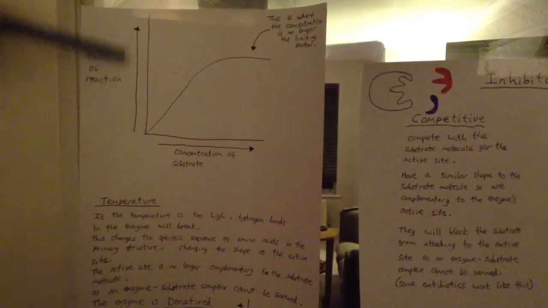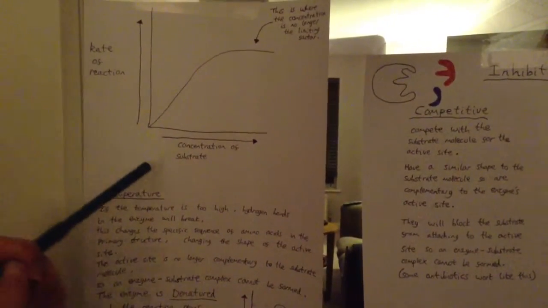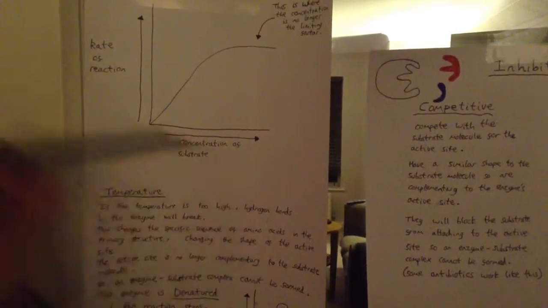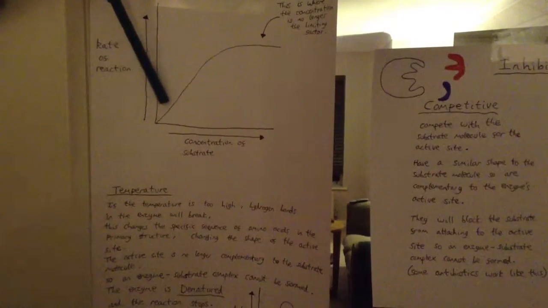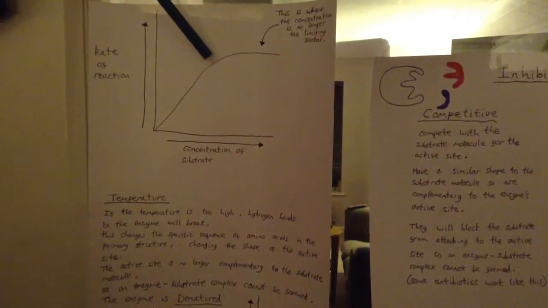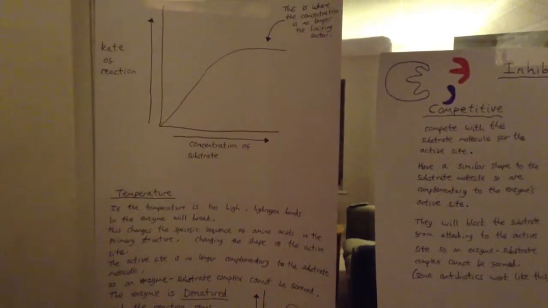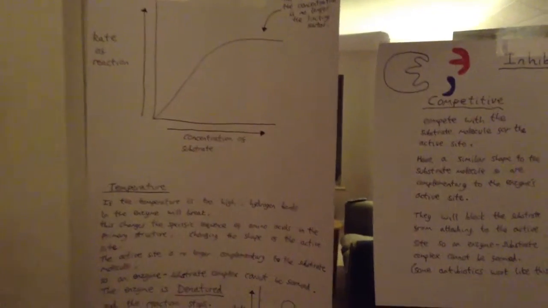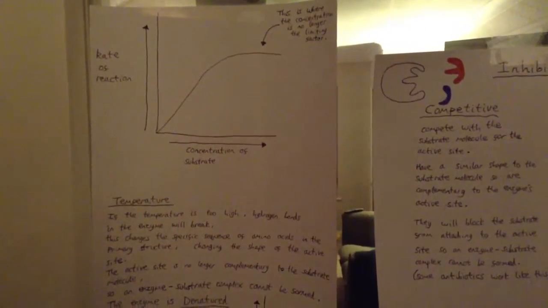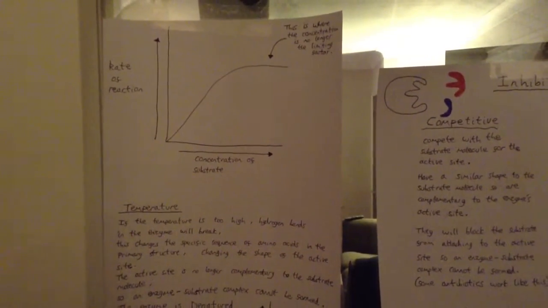So the rate of reaction is up here, this is going up, and the concentration of the substrate, this is increasing. So as the concentration of the substrate increases, the rate of reaction will increase. But once the concentration gets really high, the rate of reaction actually stays at one level. So the shape of the curve straightens off, you could say. And this is where the concentration of the substrate is no longer the limiting factor for the rate of the reaction.